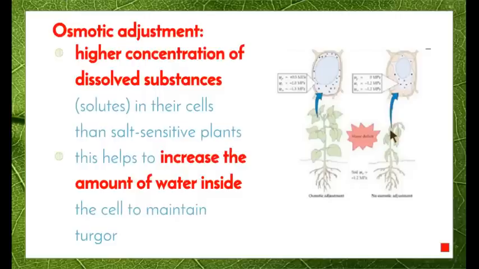So the last adaptation we have is osmotic adjustment. So a higher concentration of dissolved substances in the cells than the salt-sensitive plants. So this helps to increase the amount of water inside the cell to maintain turgor. So as we can see here, this plant is able to increase the amount of water that's inside the cell, which helps to keep the cells nice and turgid and provide the plant with support. However, this one here, lots of solutes and things have left, so the water has left the cell and has resulted in a water deficit or the plant beginning to die.